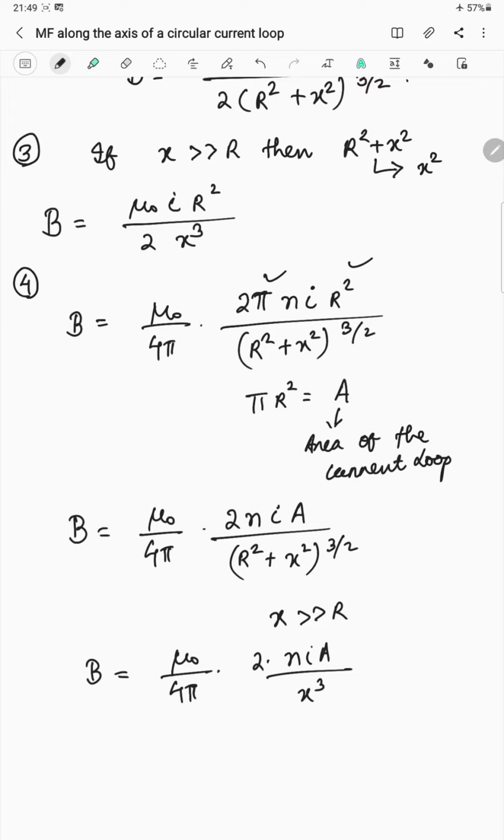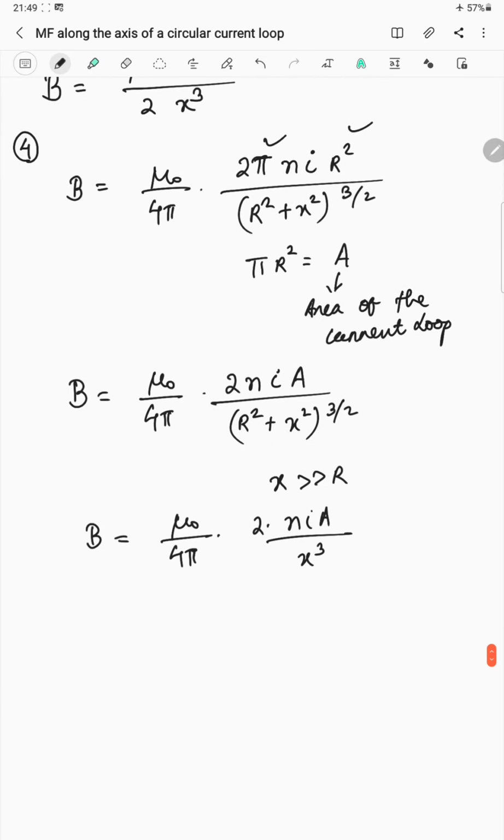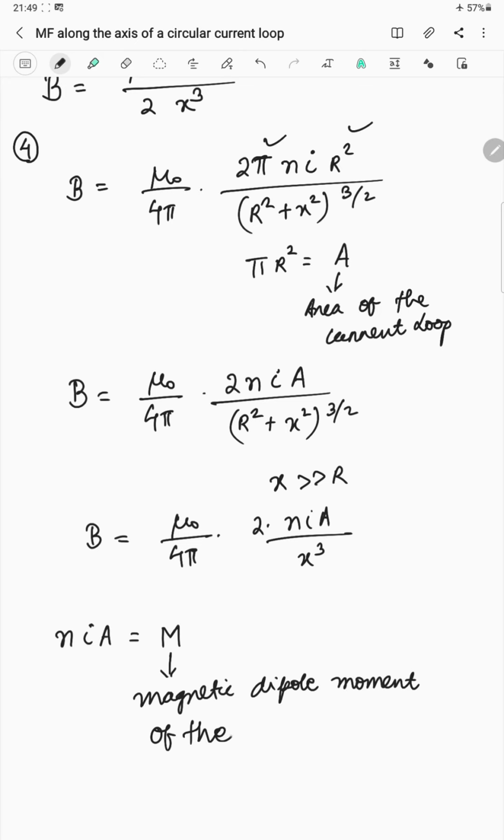Okay. Now what is this N I A? N is the number of turns, I is the current, A is the area. This is equal to capital M. And what is this capital M? It is your magnetic dipole moment of the current loop.